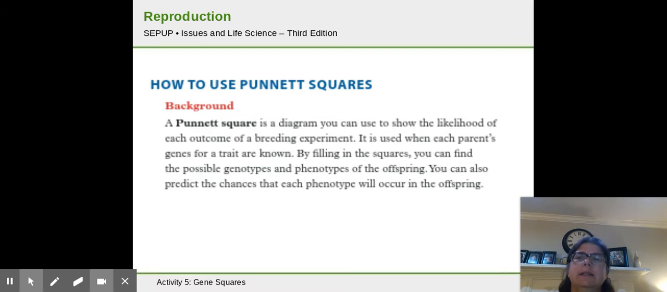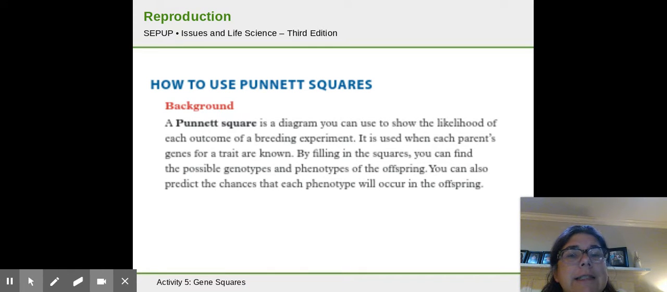So how to use Punnett squares, just a little bit of background. A Punnett square is a diagram that you can use to show the likelihood of each outcome of a breeding experiment. So we're talking about breeding, which means that we're talking about reproduction, sexual reproduction in this case. It is used when each parent's genes for a trait are known. We need to be able to know what those genes are. And there's a couple of different ways that this can be done. Technology helps us, as does past breeding experiments.